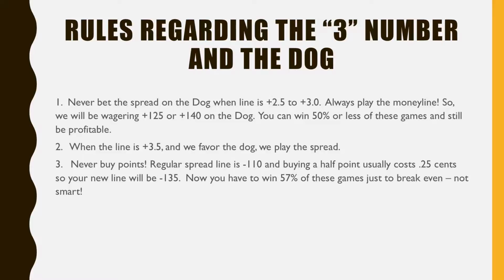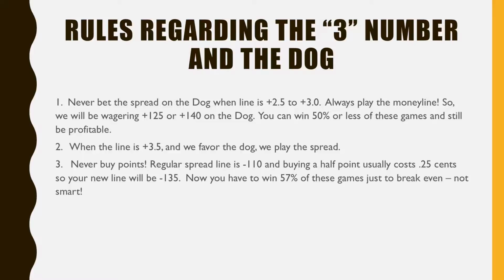Or if it's 3 and you want to get it to 3.5 to cover the field goal and you're playing the dog, well, you pay 25 cents to buy that line up. Your new line is going to be minus 135. That's a lot of juice.